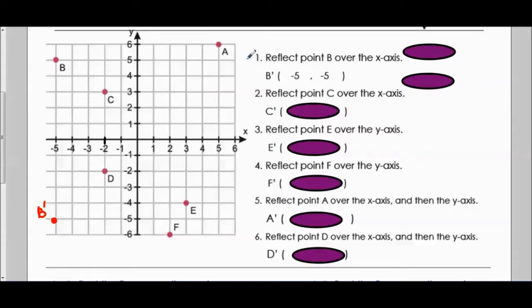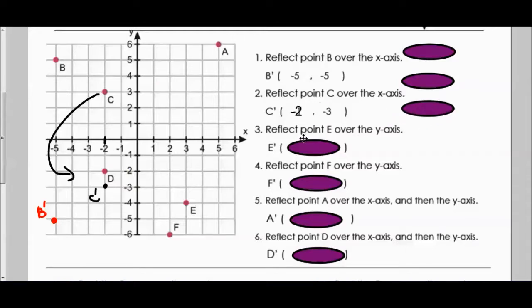Alright, so number two asks us to reflect point C over the x-axis. So again, we want to find the x-axis. That's the one that goes left to right. And we're going to figure out how far away point C is from that line. Well, it's 1, 2, 3 above it. So after we reflect over that line, it's going to jump over that and end up somewhere down here. It's going to end up 3 below that line. 1, 2, 3. So C prime will be at the point -2, -3. That's the x-coordinate first, then the y-coordinate.